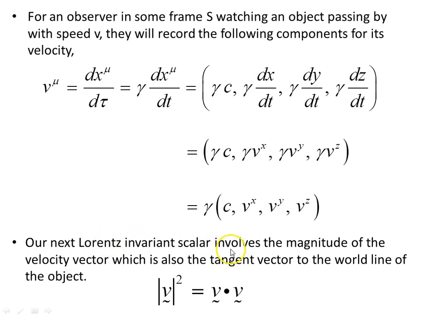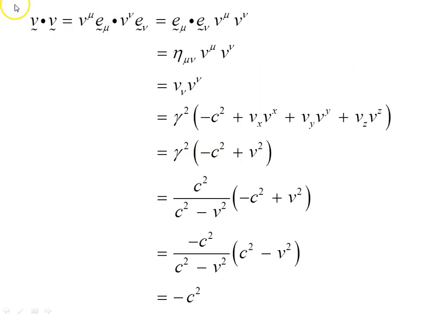So our next Lorentz invariant scalar involves the magnitude of the velocity vector, which is also the tangent vector to the world line of the object. So we seek the magnitude of the tangent vector, or velocity vector, squared, which is the scalar product of the velocity vector with itself. Alright, v dot v, this object here dotted with that. Let's take out the basis vector again, which gives us the Minkowski metric, eta mu nu, times these objects here. Use the Minkowski metric to lower the index on the first velocity component. And we get v lower nu times v upper nu, one lower, one upper, so we're summing that out.